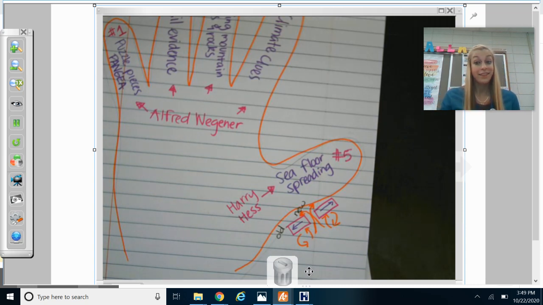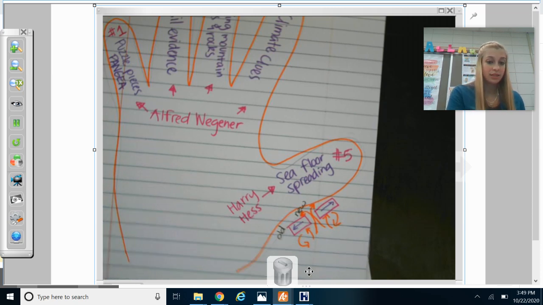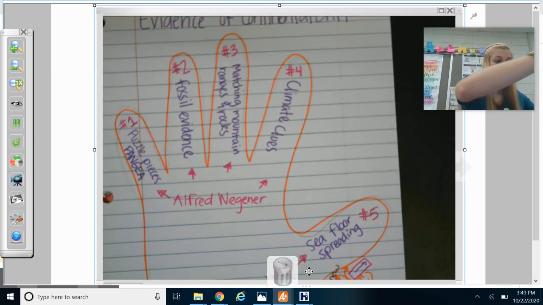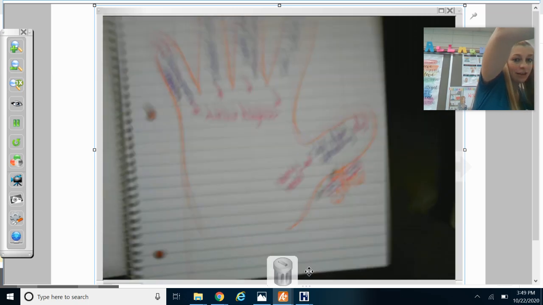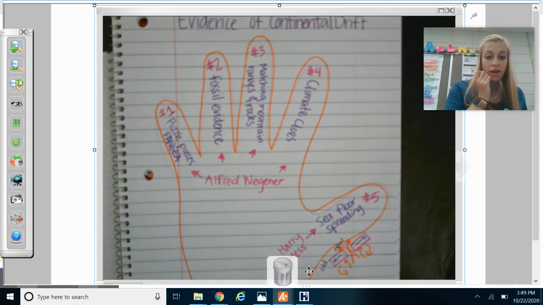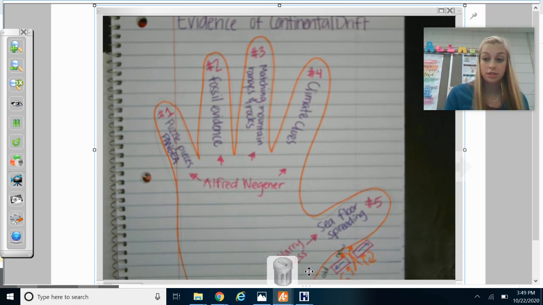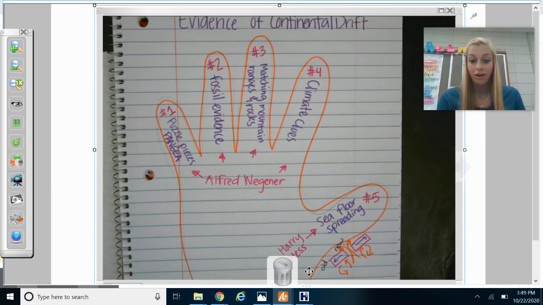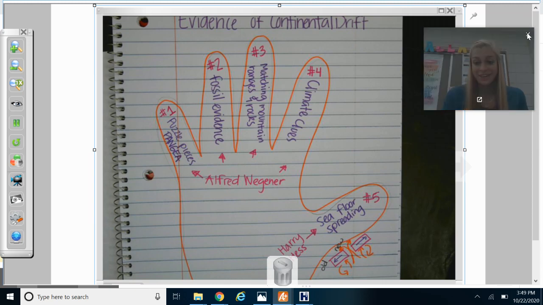All right, that is our notes. Let me see if I can zoom out so you can see the whole thing. Pretty much. That is our notes on the evidence of continental drift, Alfred Wegener, Harry Hess, and what they found. So good job, y'all.